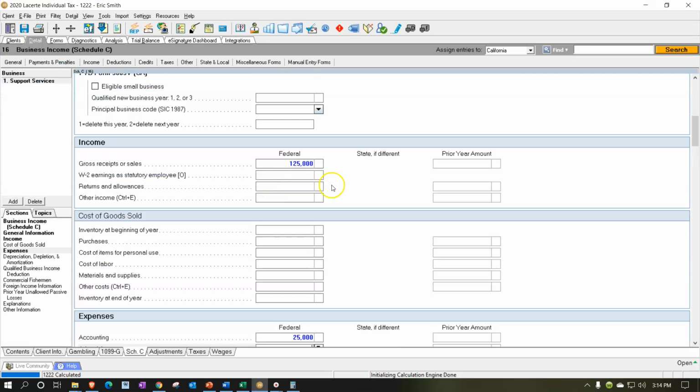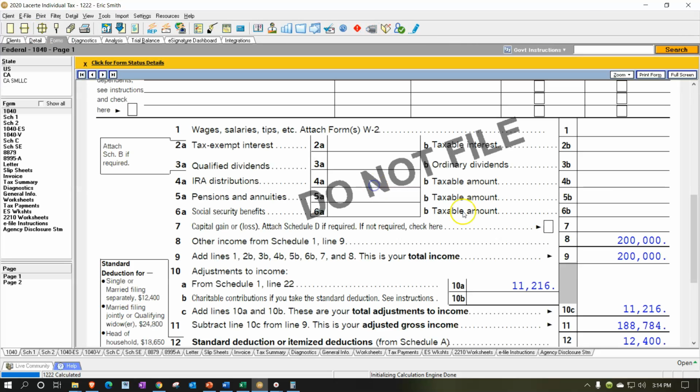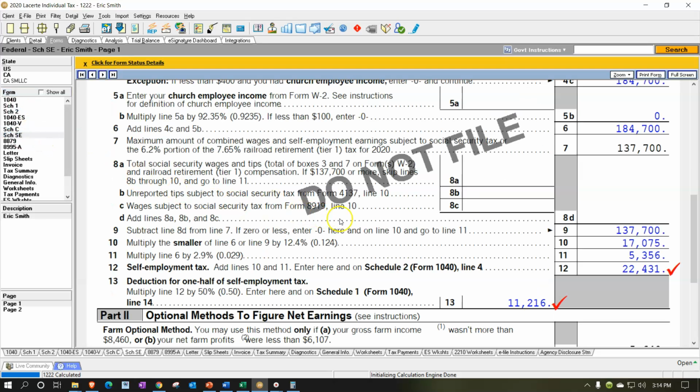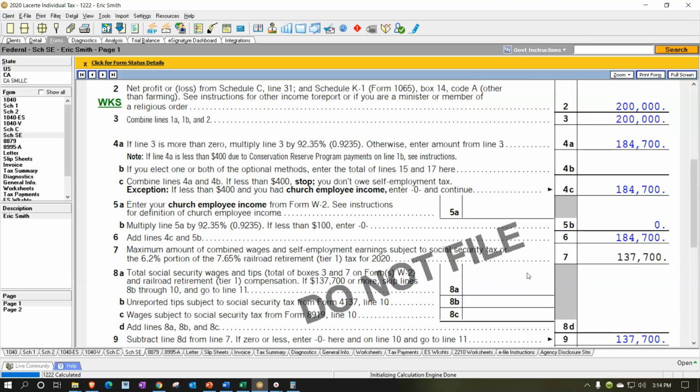I'm going to say, all right, well, what if the Schedule C income here, I'm going to raise this up to 225,000, which will get us to 200,000. And then if I go back to the forms, that means that the Schedule C is now at 200,000. That's over the cap for Social Security. What's that do to my calculation for this SE? Let's take a look at it. We're going to say now it's at the 22,431.